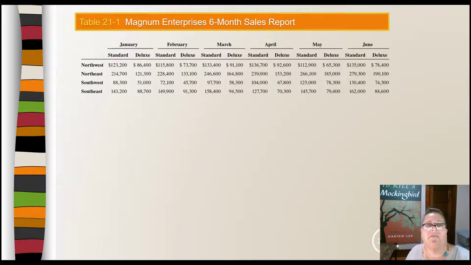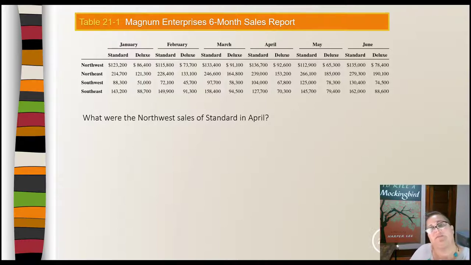So here we have a table where we're looking at the 6-month sales report for each of 4 regions, Northwest, Northeast, Southwest, Southeast. And the first question we're asking about that is, what were the Northwest sales of Standard in April? So since we have both columns and rows here, I'm going to look at both of those titles. I'm going to look across the columns, and I'm going to look down the first row.